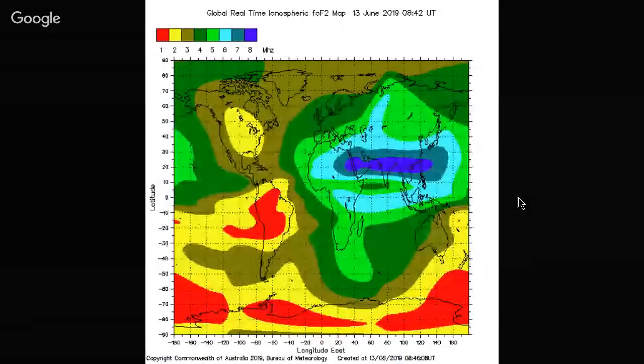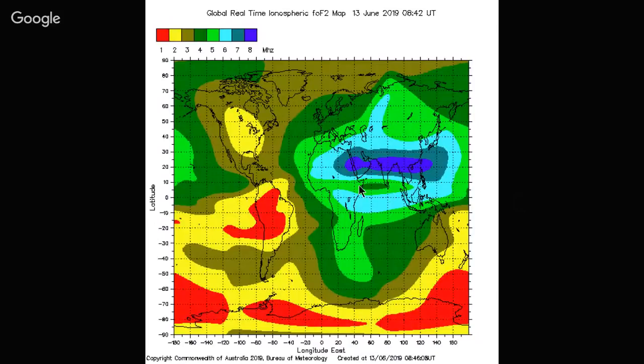F2 ionosphere layer is extremely discharged. Even on the daytime side, we're only at 8 megahertz for the F2 layer. So look for some drastic changes in this.